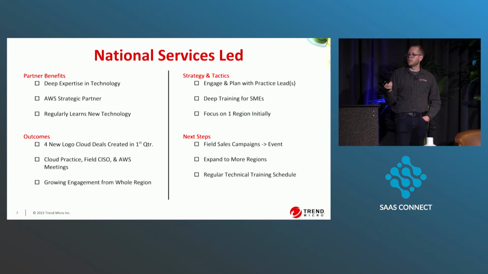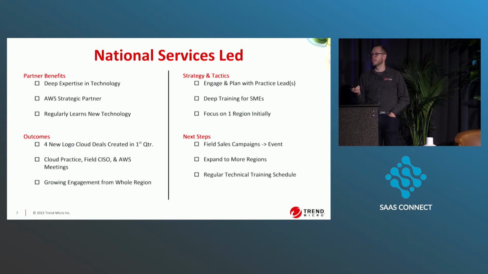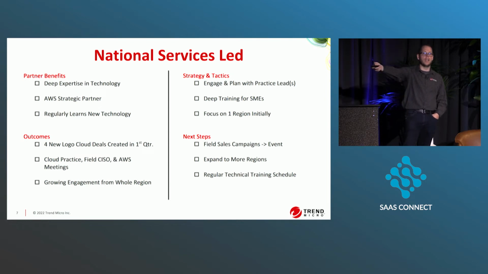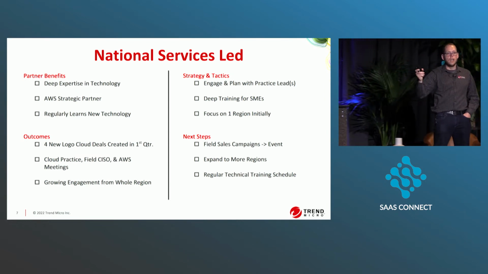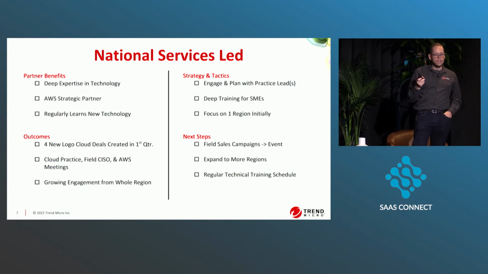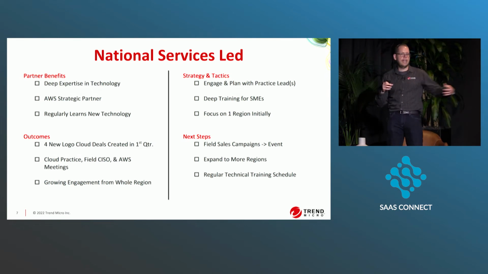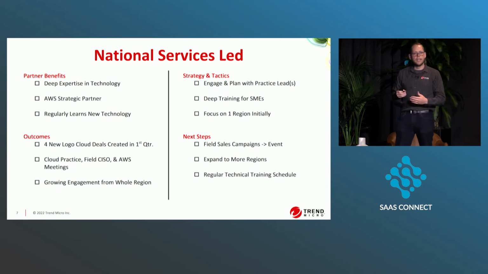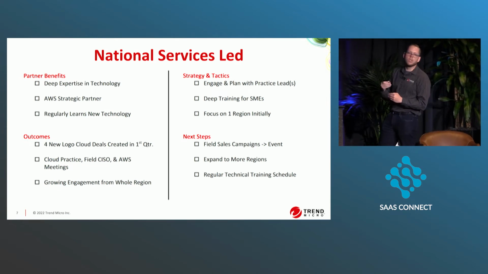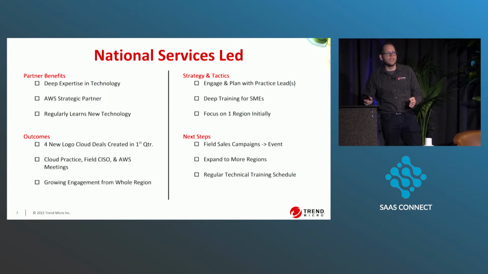Once you have that level where the people they go to for help is recommending you, then we start moving out to field sales campaigns. Then we start running events. Then we start to expand to more regions. And I'm not saying go national right away. We're not. When I say expand, I'm saying we're going from Bay Area to LA and Bay Area. It's intentional because we're still growing person by person.